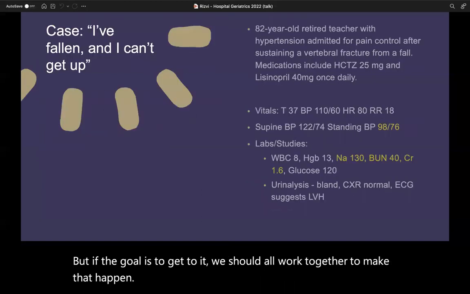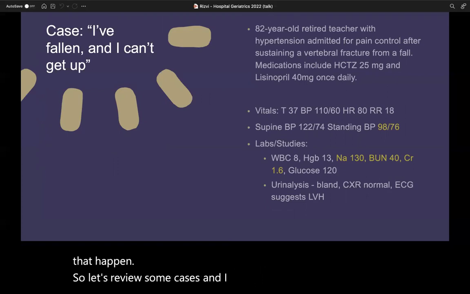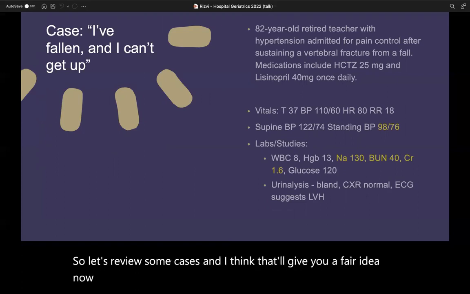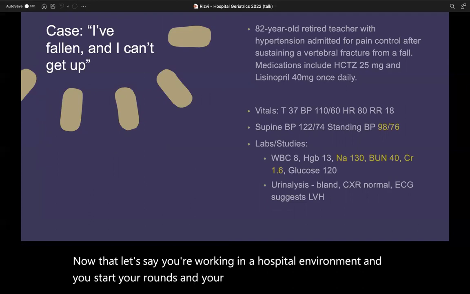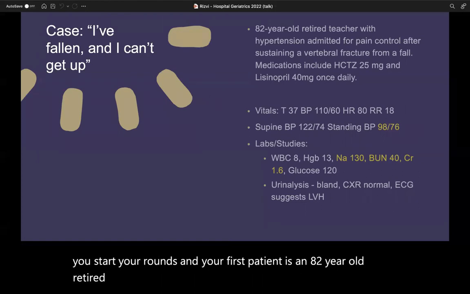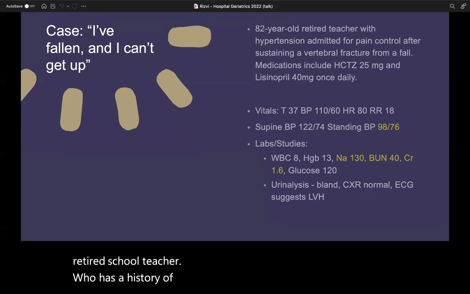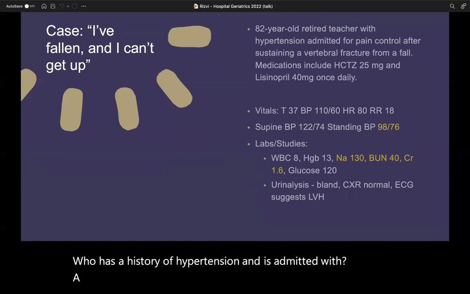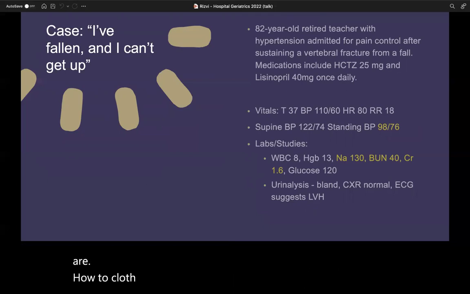So let's review some cases. And I think that will give you a clear idea. Let's say you're working in a hospital environment, and you start your rounds, and your first patient is an 82-year-old retired school teacher who has a history of hypertension and is admitted with a vertebral fracture from a fall for pain control. Her medications are hydrochlorothiazide 25 milligrams and lisinopril 40 milligrams once daily.